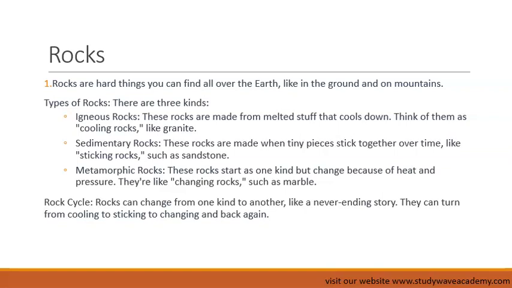We have three types of rocks. We have the igneous rocks. These rocks are made from melted stuff that cools down. You can think of them as cooling rocks. They are formed from melted rock that cools down and hardens, like granite.